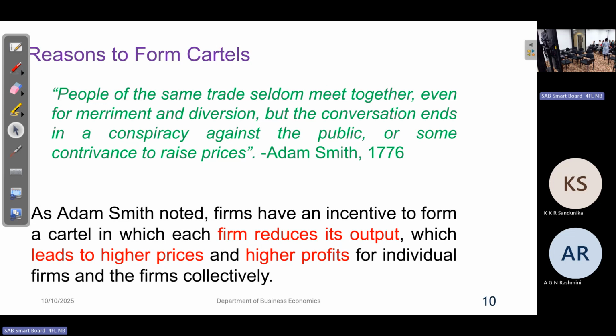In order to increase their revenue. So when they supply more and more, what happens to the global supply? So altogether global supply of oil increases. When the supply increases, what happens to the price? Price decreases. Now, is it profitable for individual firms? So when the global supply is increased, the global price in the market decreases.